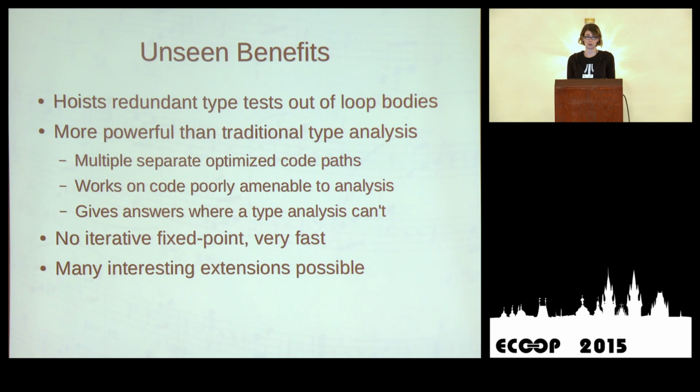So we can hoist redundant type tests outside of loop bodies. And in some ways, it is more powerful than a traditional type analysis because we can have multiple separately optimized code paths. It can work with some code that's poorly amenable to a traditional analysis, and it can give us answers where it might not be possible using a traditional type analysis. And because there's no iterated fixed point, it can converge potentially faster.